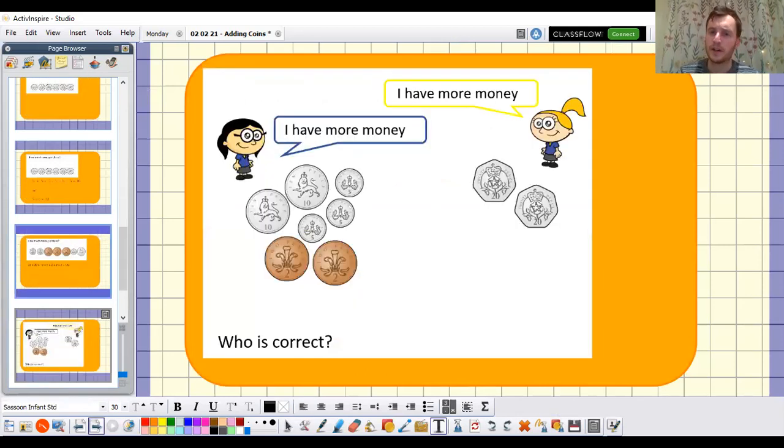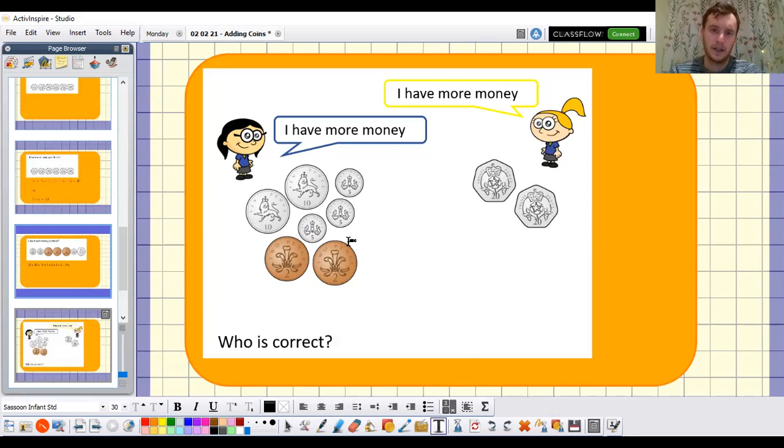One more question to look at before I show you your challenge for today. We have 2 children here, and they both think they have more money. Who is correct? Who has the most money? Now, just looking at this very quickly, I think this person on the left-hand side is going to have the most money because there's so many more coins. They must have more money, right? See if you can work out if I'm correct. And we'll look at it in a moment's time.